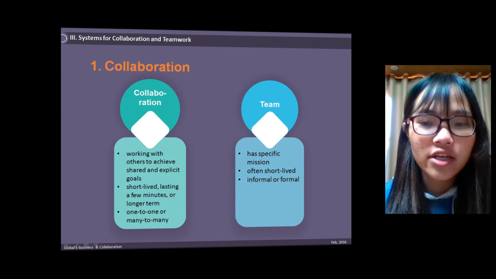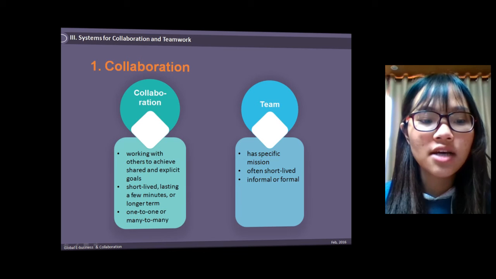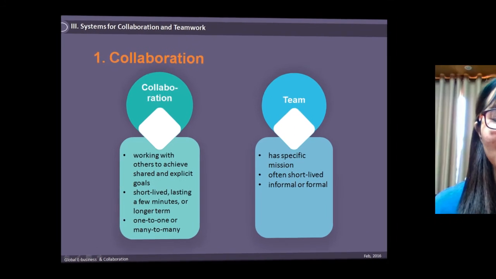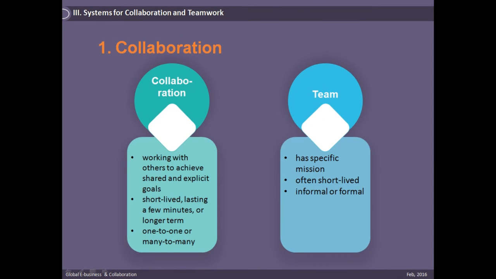If you collaborate, you will work in a team. A team has a specific mission that someone in the business assigned to them. A team is informal or formal, and is often short-lived.